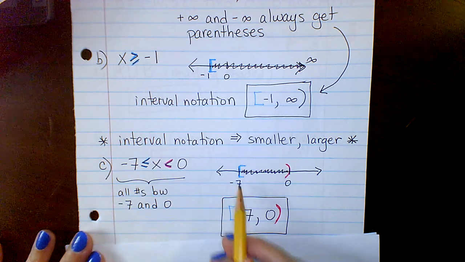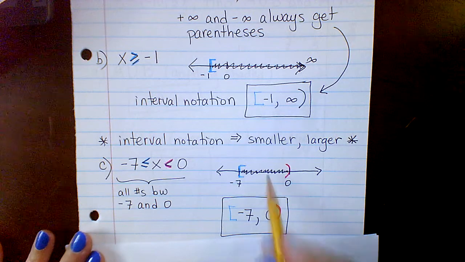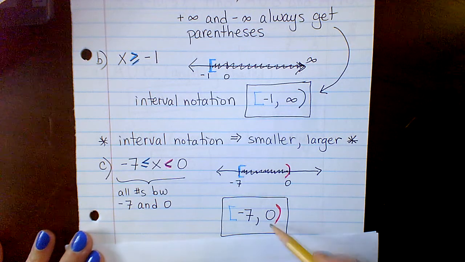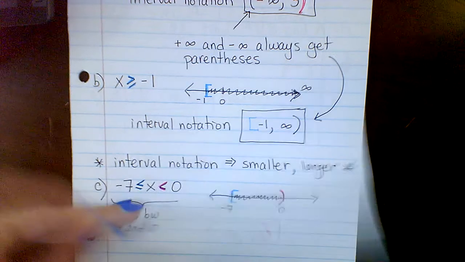Because that has an "or equal to," I'm going to put a bracket. Because that's a strict inequality, I'm going to put a parenthesis. Boom. See how that translates directly to that interval notation? It's beautiful, isn't it? Fantastic.